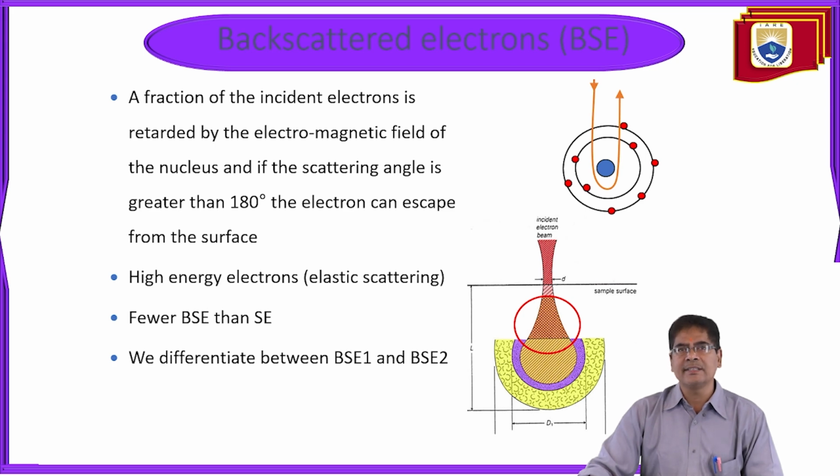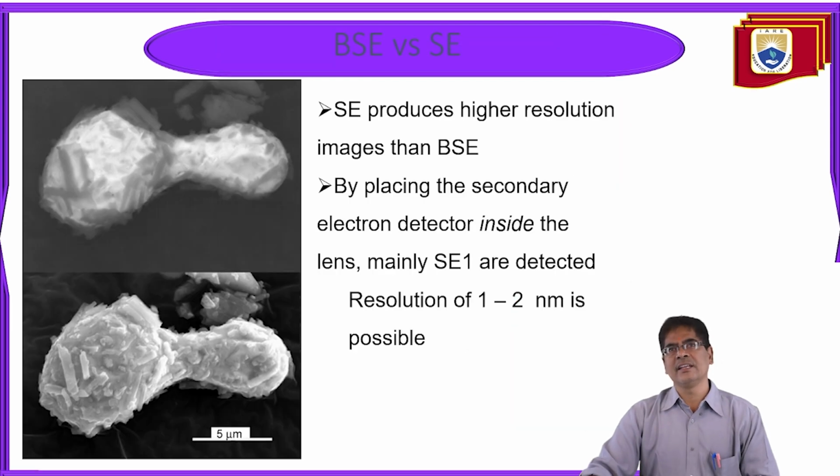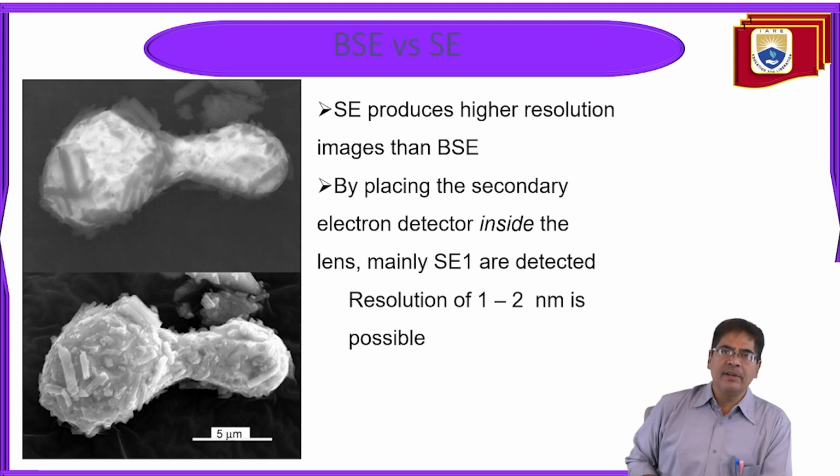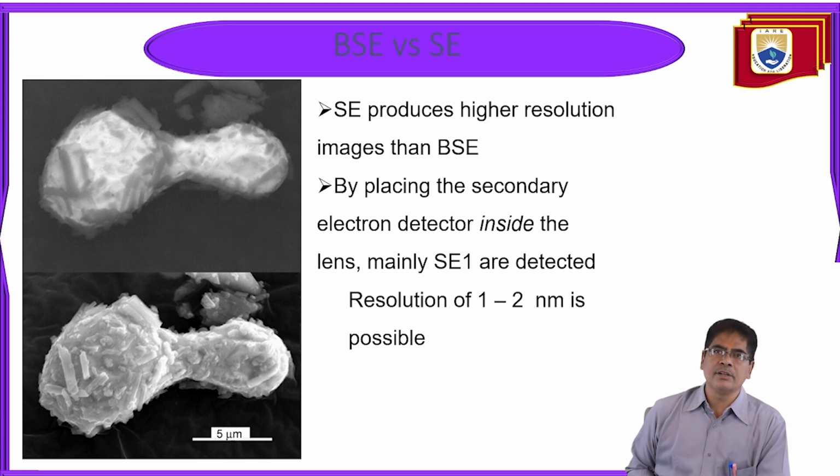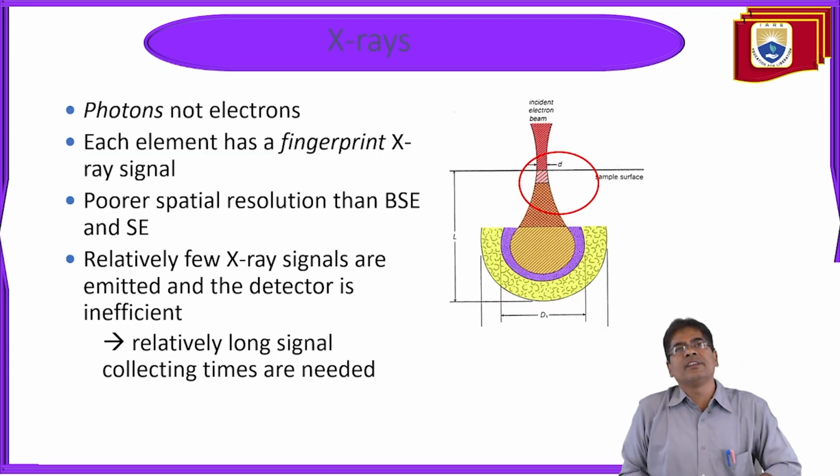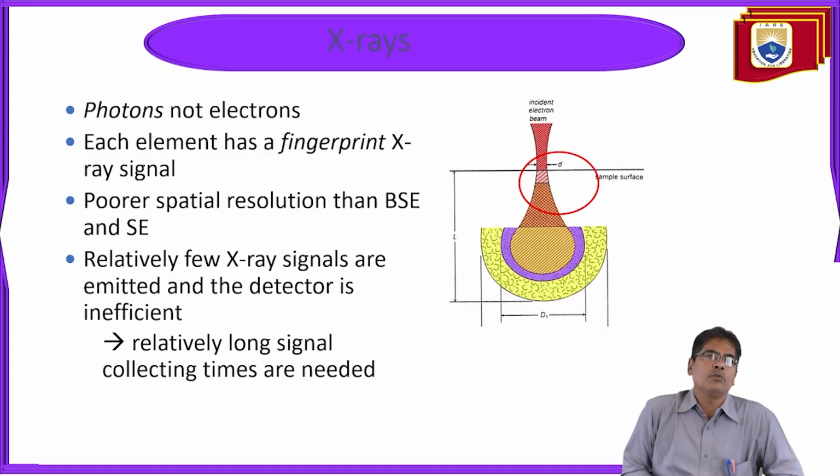So there is elastic scattering where higher energy electrons are used. This favors backscattered electrons and secondary electrons. We can differentiate between BSE1 and BSE2. So BSE versus secondary electrons: SE produces a higher resolution image than BSE. By placing the secondary electron detector inside the lens, mainly SE1 are detected, and a resolution of 1 to 2 nanometers is possible. Then the X-rays: these are photons, not electrons.